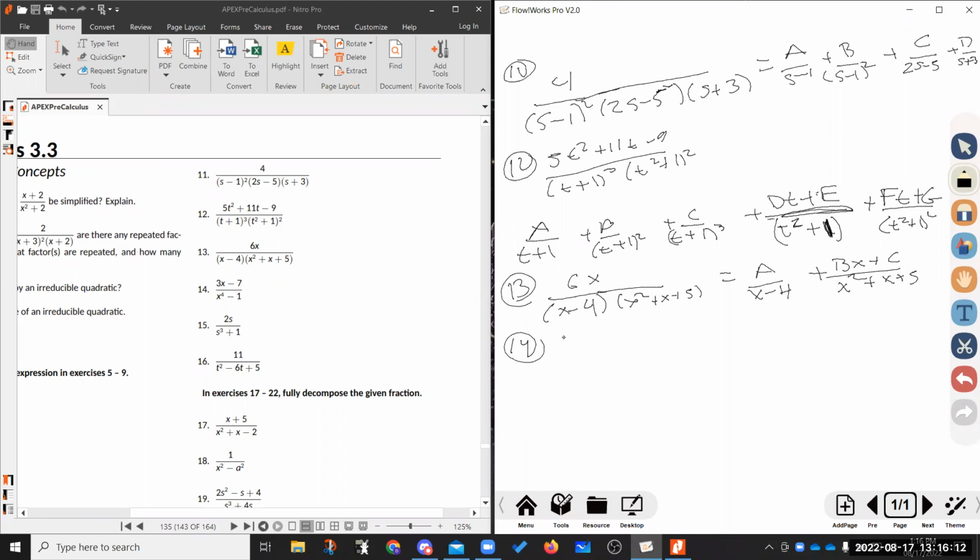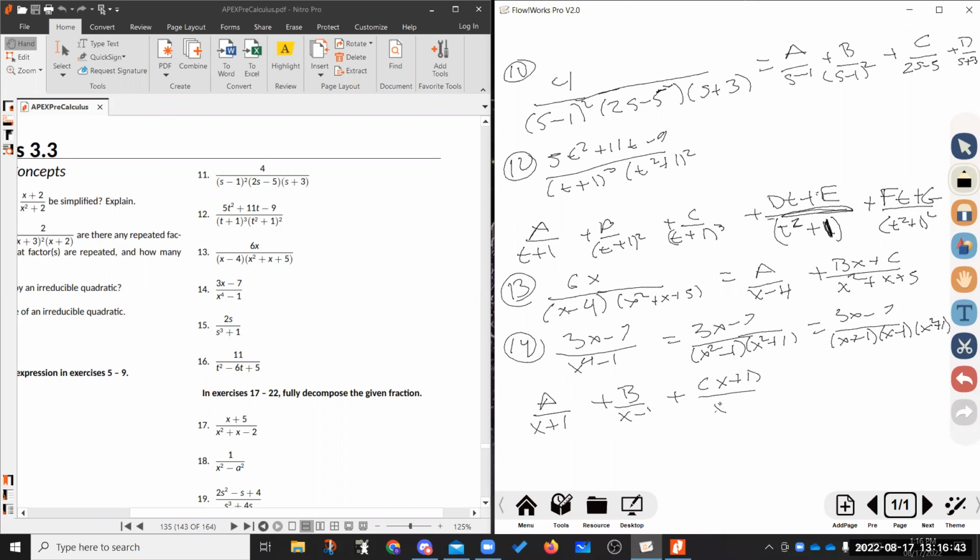14, 3x minus 7 over x to the fourth minus 1. A 3x minus 7 over (x squared minus 1) times (x squared plus 1) is 3x minus 7 over (x plus 1)(x minus 1)(x squared plus 1). X squared plus 1 is an irreducible quadratic. So that's A over x plus 1 plus B over x minus 1 plus Cx plus D over x squared plus 1.